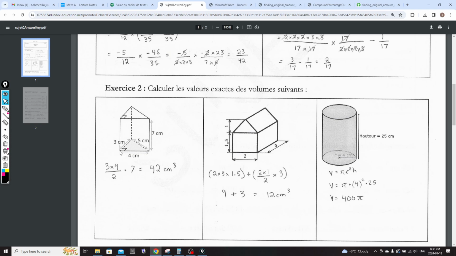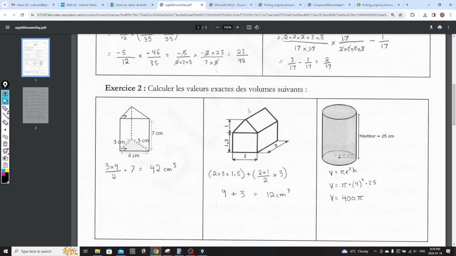But here's the deal. When you have the base of a triangle and you have its height, the formula to calculate its area is going to be the length of the base times the length of the height divided by 2. So you're going to go 4 times 3 divided by 2, and that's what we do here. That's the area of your triangle. Now remember, you have to take the area of the triangle, or the area of the base, and multiply it by the height. So you're going to take 3 times 4 over 2, which happens to be 6, and then you're going to multiply it by 7. And that gets you 42 centimeters cubed.